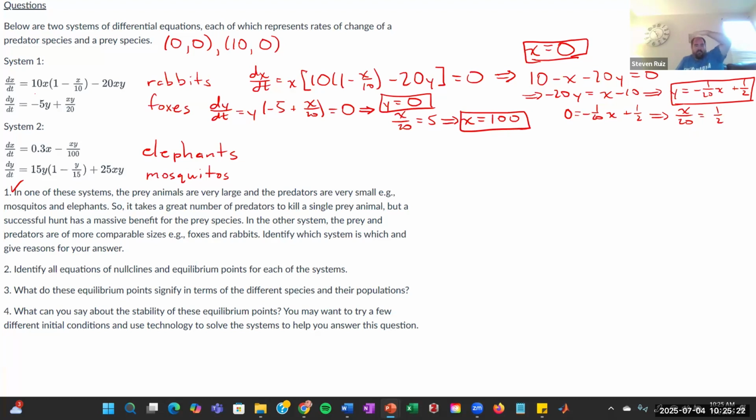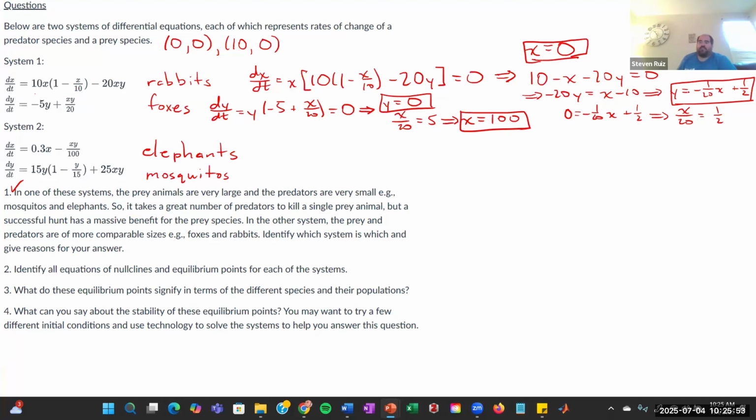Does that make sense? Should I have expected to find equilibrium at 10 rabbits? Hopefully, because that's the carrying capacity of this logistic growth model. And if there are no foxes, then this term is gone. So this essentially becomes just logistic growth. And if we're at the carrying capacity, we have equilibrium.